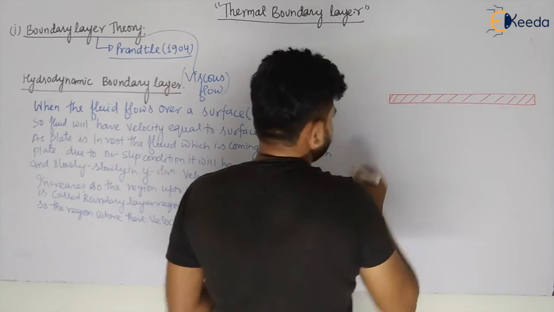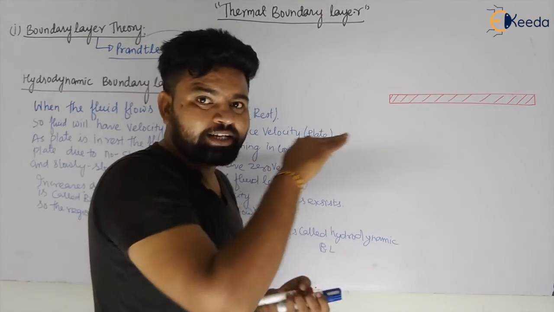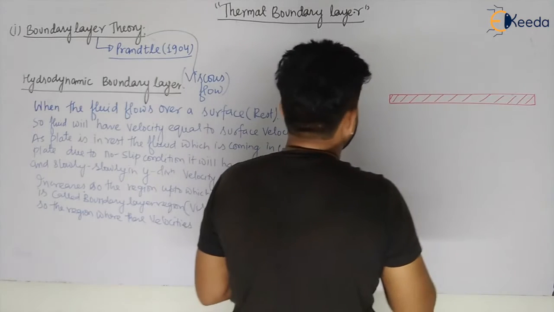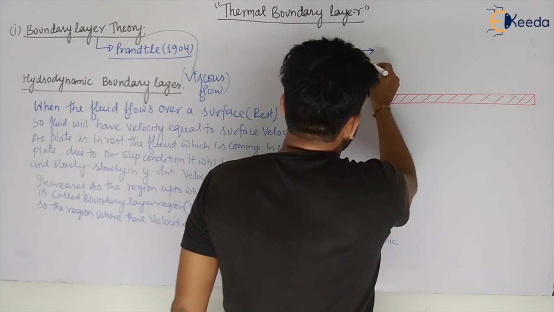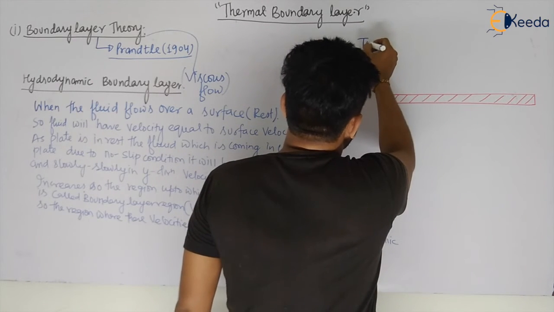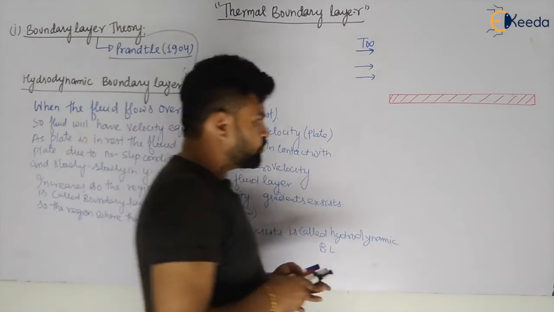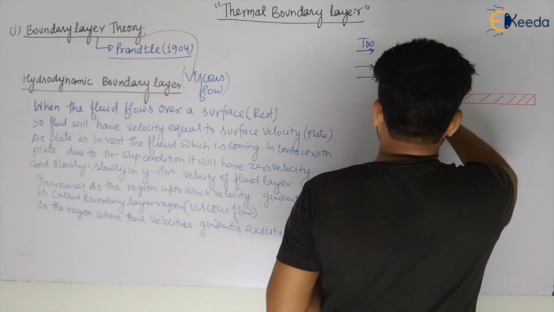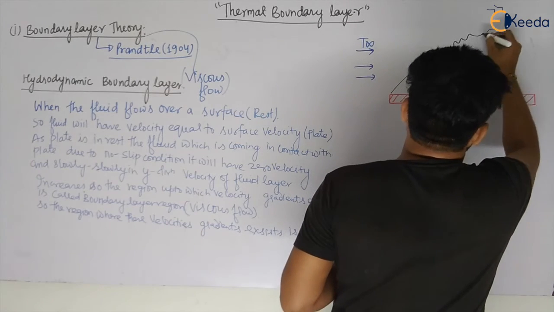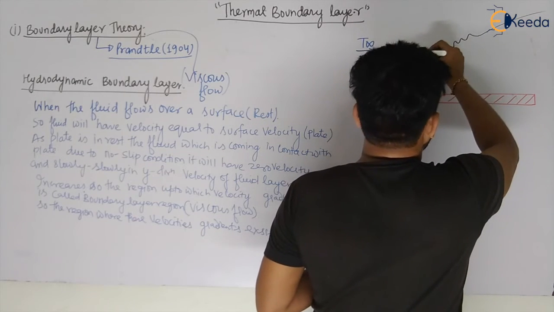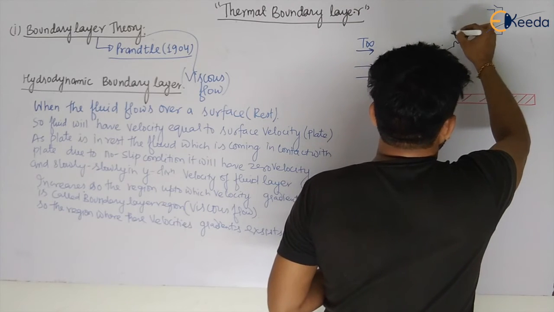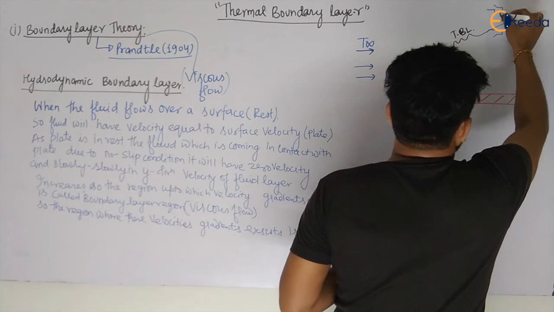And now some cold fluid is flowing in this direction, my dear students, with some temperature T infinite. So in this boundary layer region, you have seen this now: laminar boundary layer, then transition boundary layer, then turbulent boundary layer.